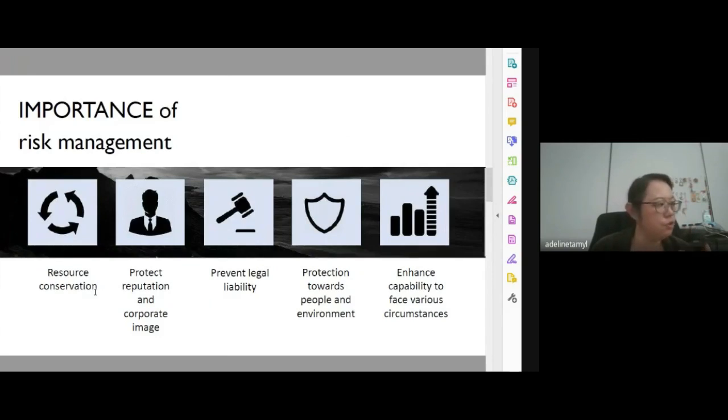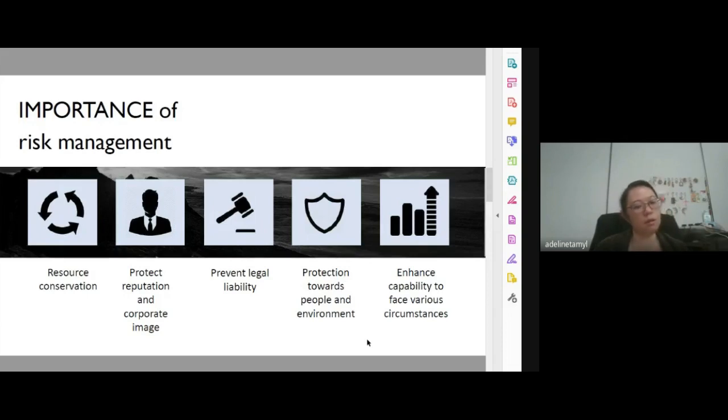So the importance of risk management, there are 5. First, resources conservation, menjaga sumber. Number 2, protect the reputation and corporate image. 3, prevent the legal liability. 4, protection towards the people and environment.